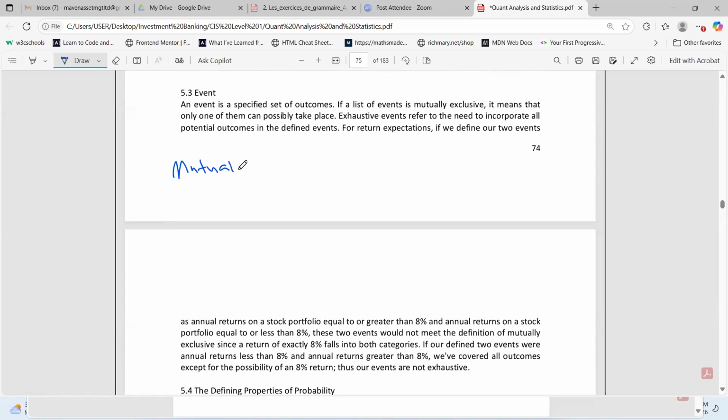Mutually exclusive event and then independent event. So who wants to give this a shot? When we say that two events, A and B, are mutually exclusive, what does it mean? When we say that those two events are independent events, what do they mean? Anybody wants to give this a try?